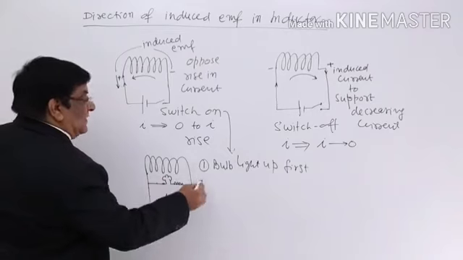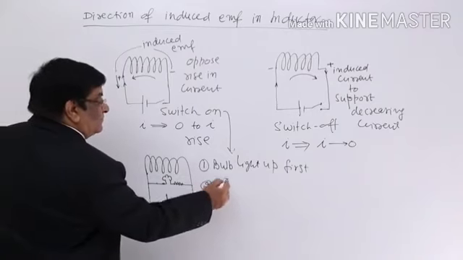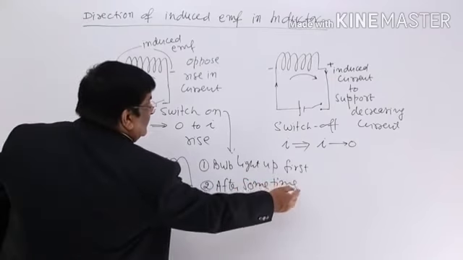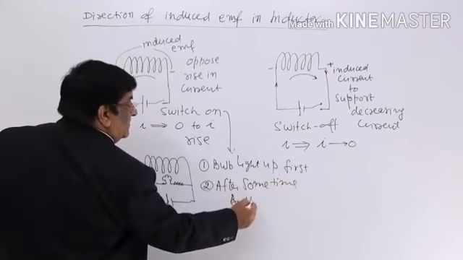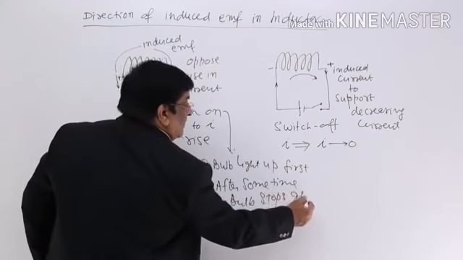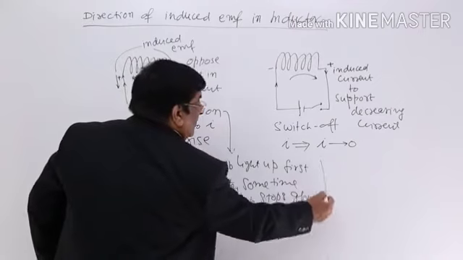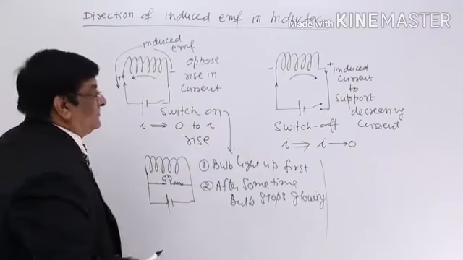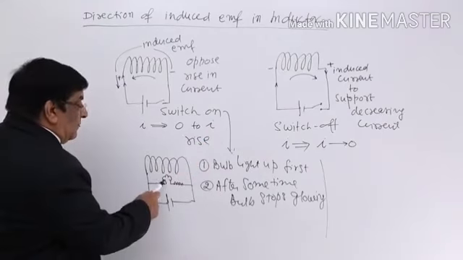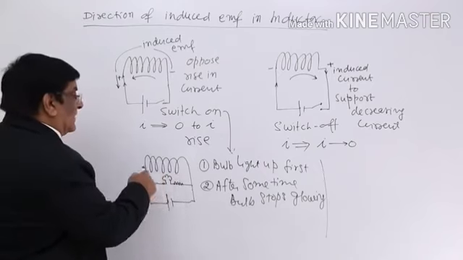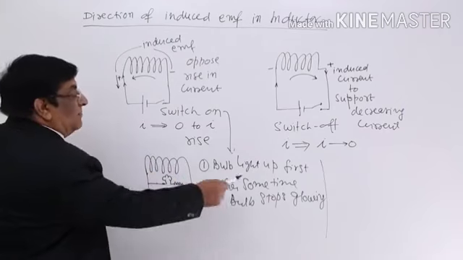If there is no current, then after some time the bulb stops glowing. So this happens when we switch on. Initially the bulb will glow because this is opposing. After some time opposition stops, then the current goes through it and the bulb stops.